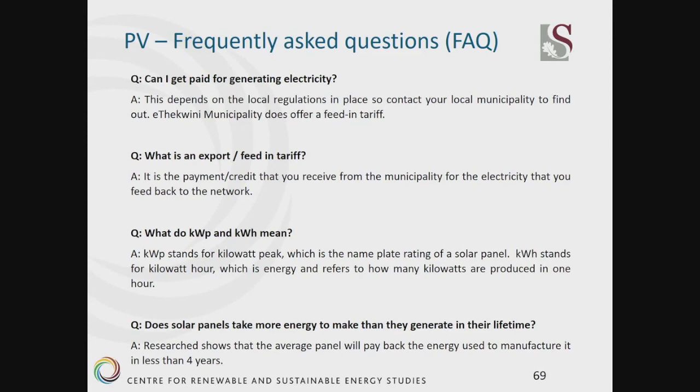The next question is, do solar panels take more energy to make than they generate in their lifetime? And there's lots of myths around this. Research shows that the average panel will pay back the energy used to manufacture it in less than 4 years. And this figure changes slightly for the different technologies, like the wafer and the thin film PV modules.